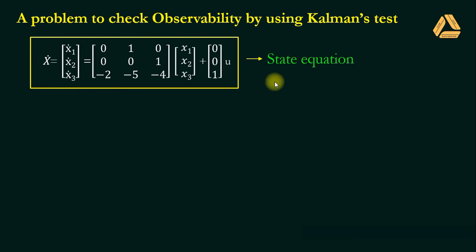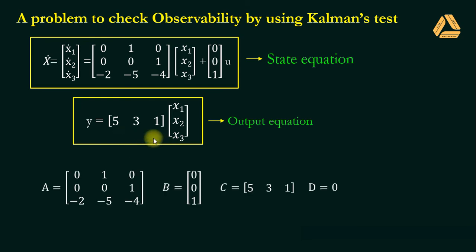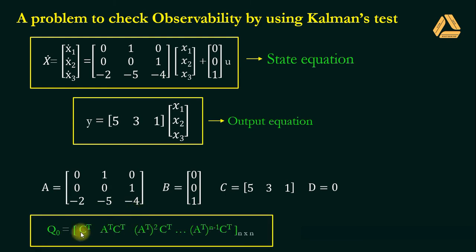So here this is the state equation I have taken, and the output equation. From the state equation I will get the A matrix, and from the output equation I will get the C matrix. So C is 5, 3, 1 and A is 0, 1, 0, 0, 0, 1, minus 2, minus 5, minus 4. So this Qo is the observability matrix which is given by this one.